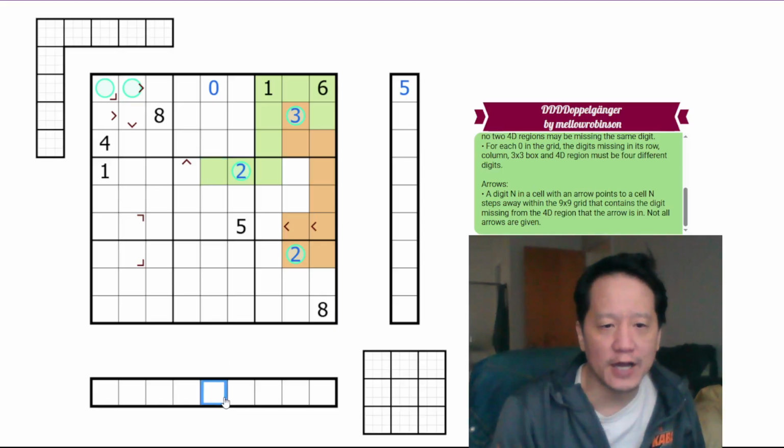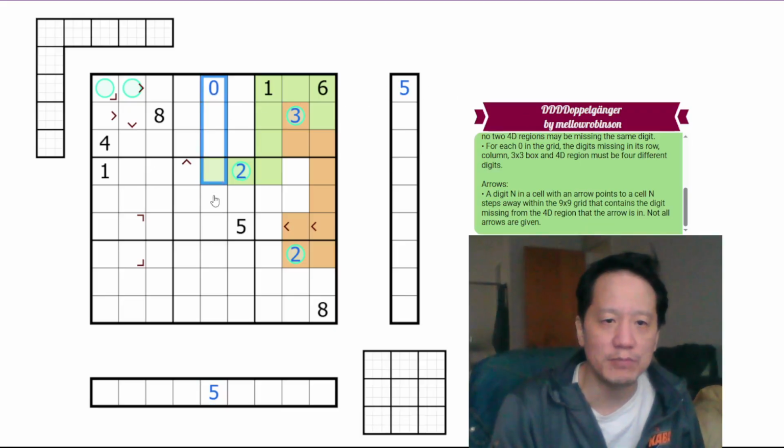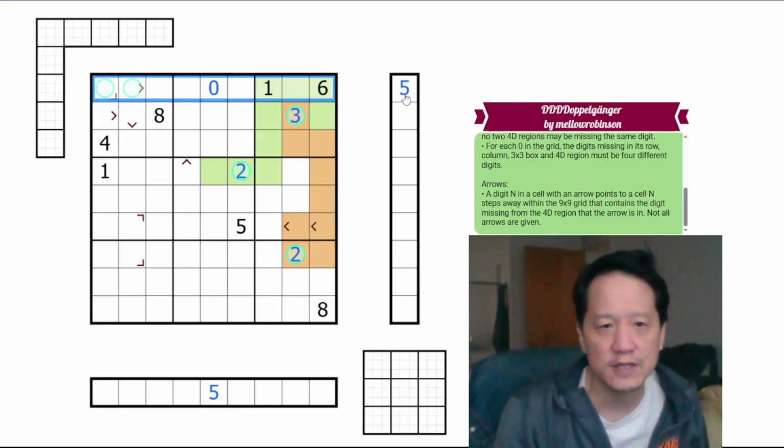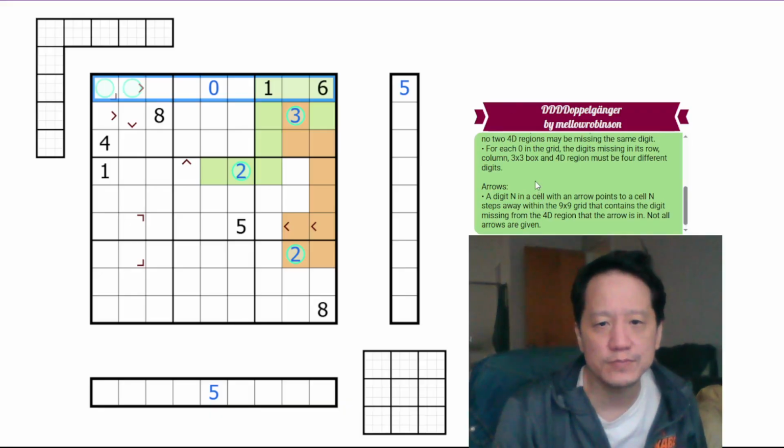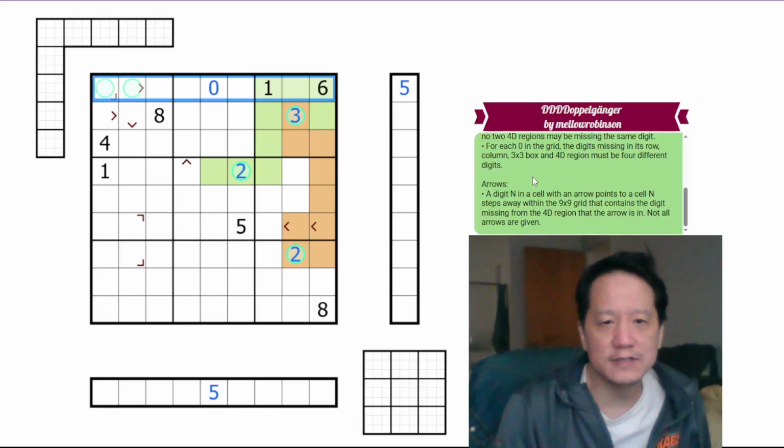So you could not have a 5 missing in column 1 and then a 5 missing in column 5 if this were the 0, right? Because it would be missing a 5 in its column and a 5 in its row, which is not allowed. They have to be different digits that it's missing.